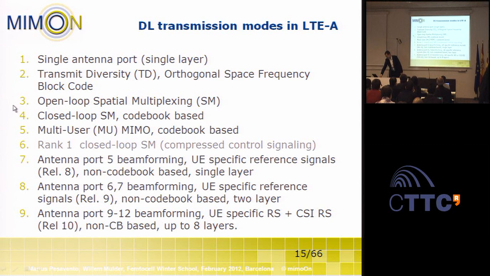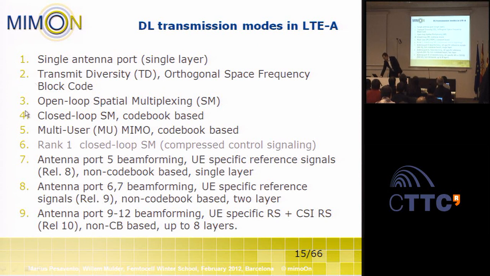Transmission mode 3 is an open loop spatial multiplexing. Open loop means that there is no feedback from the receiver to the transmitter. Channel state information is not available at the transmitter. This mode basically consists of a random type of beamforming. So we are transmitting with different beams on different resource blocks.